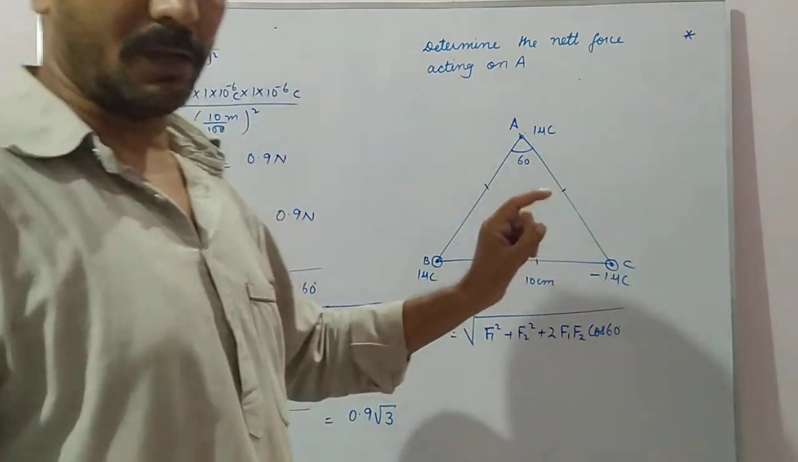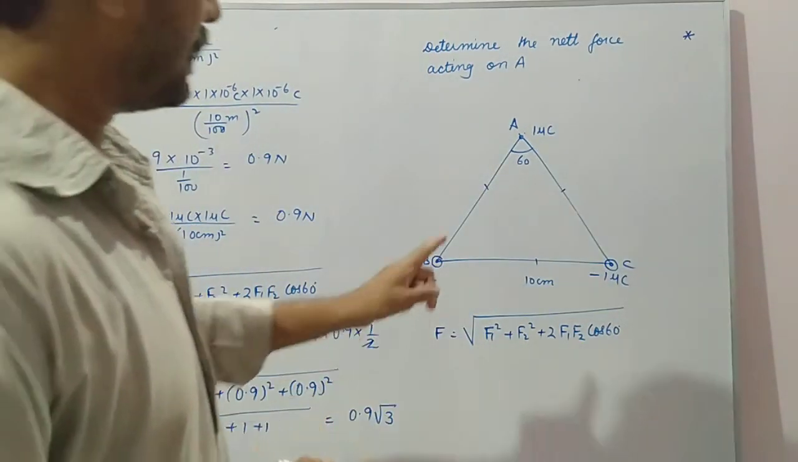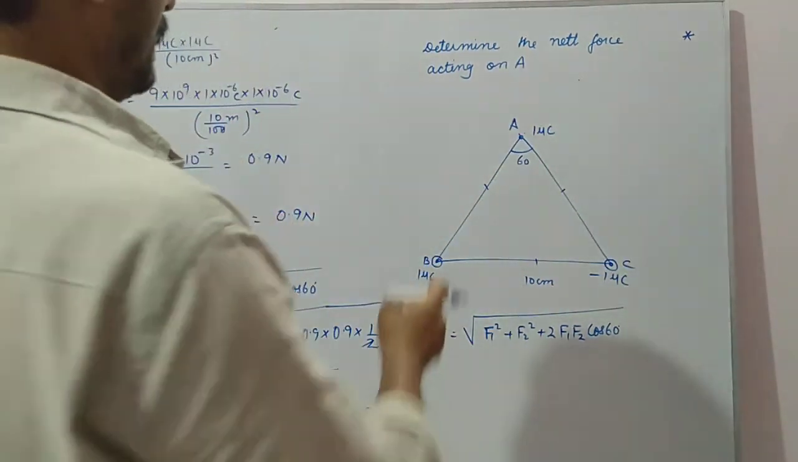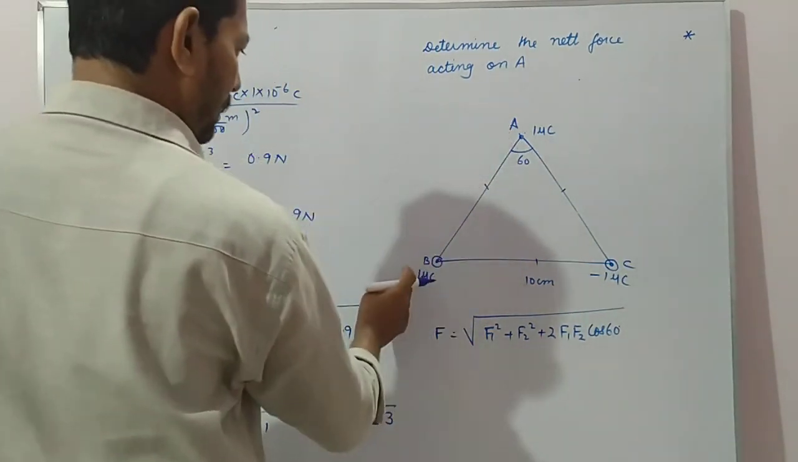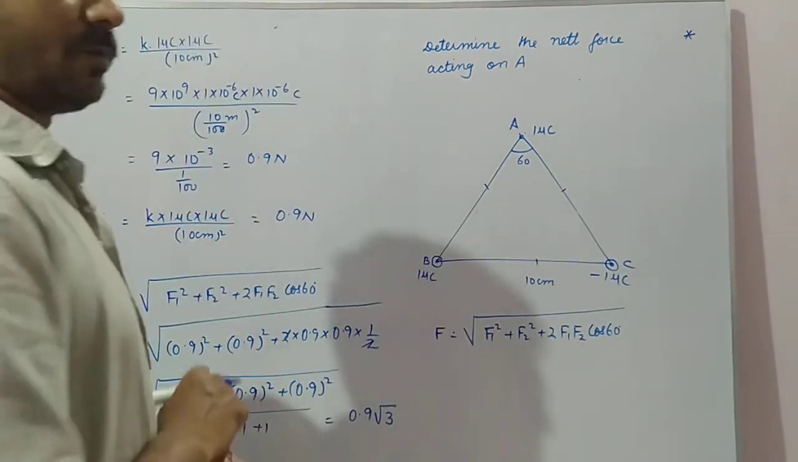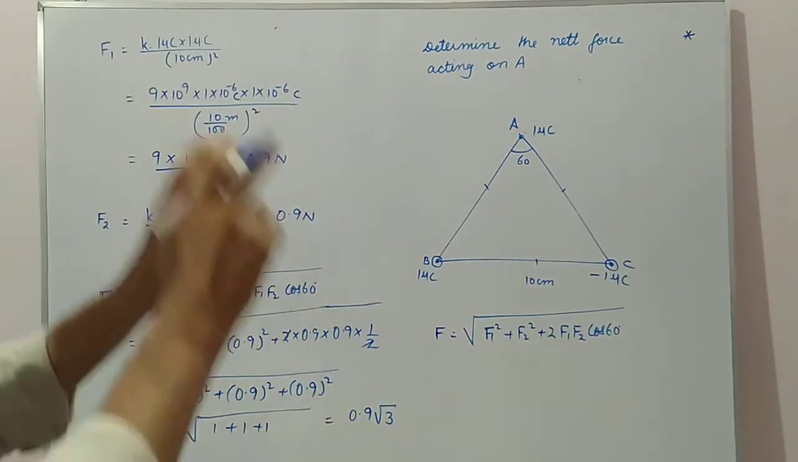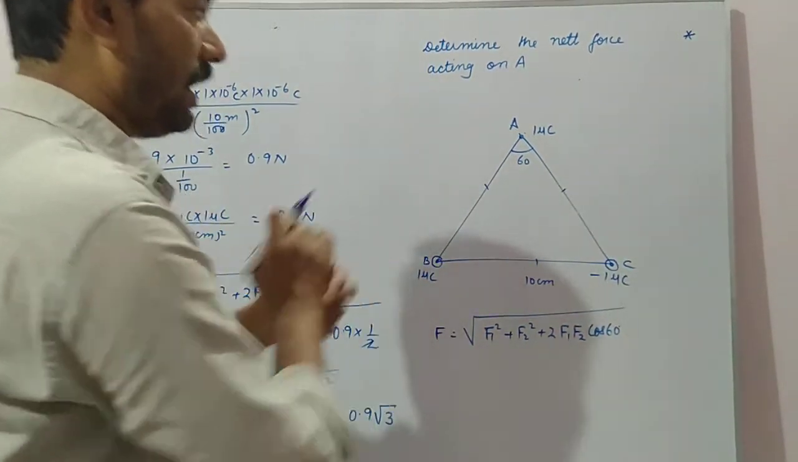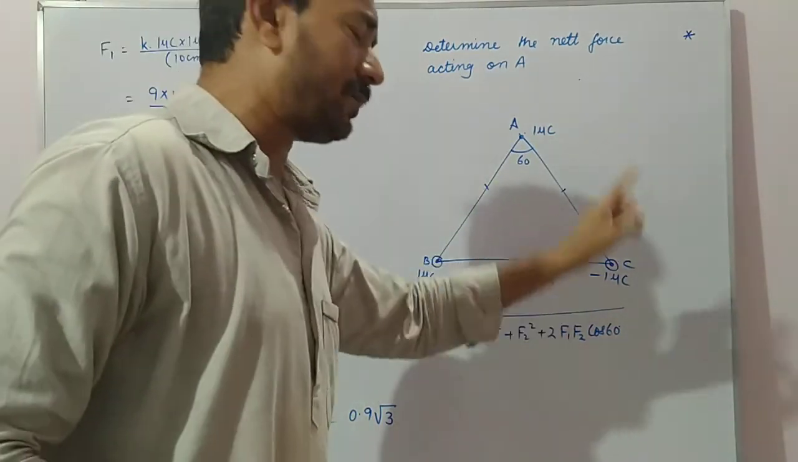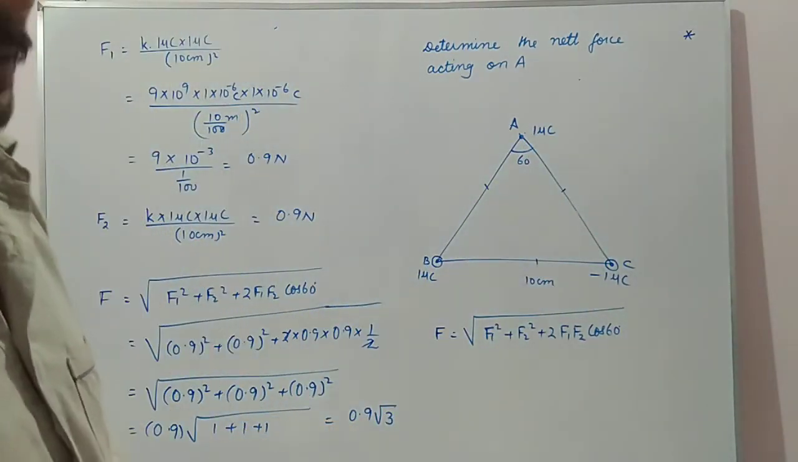This is the second question. Okay, you have to write it again. Just see here. Second question, net force acting on A. A is 1 microcoulomb, B is 1 microcoulomb, C is minus 1 microcoulomb. Now, as we have to determine the net force acting on A, the only difference is that the sign of C has been changed to minus 1 microcoulomb.